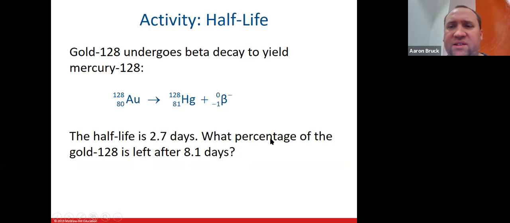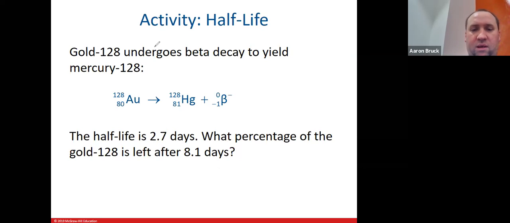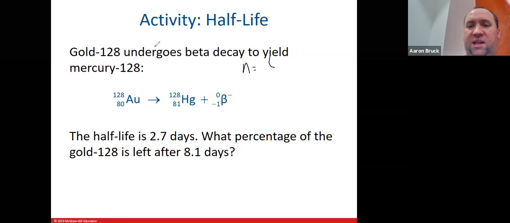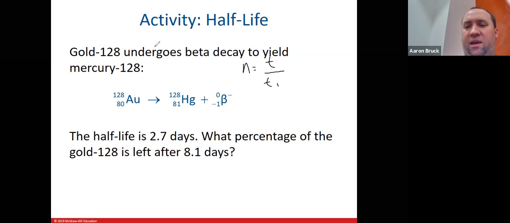So let's look at this question. I have gold-128. It undergoes a beta decay to give mercury-128. The half-life is 2.7 days. What percentage is left after 8.1 days? Well, to answer this question, I need to figure out how many half-lives have gone by. And to do that, N is equal to the time divided by the half-life time.